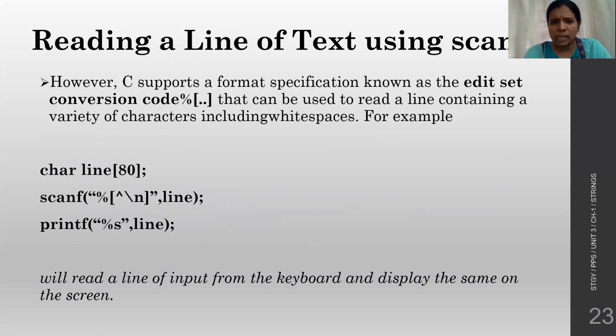Okay. But is there any other way of reading a line of text using scanf? Yes. The edit set conversion code takes the following form: open square bracket, caret symbol, backslash n, close square bracket. This edit set conversion code is used to read an entire string until a new line is supplied. Backslash n means that you read an entire string. That means now when you write this, your string is capable of reading New Delhi, because after New Delhi you give the newline character. So if you want to read a string with multiple spaces in between, this is the way.